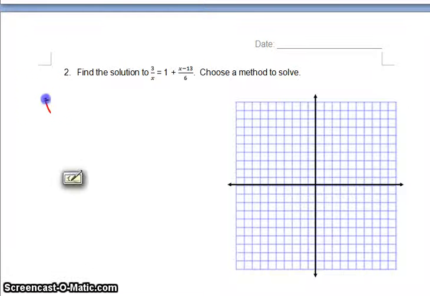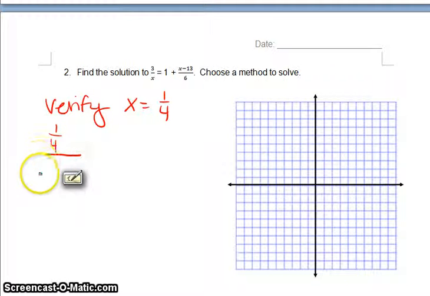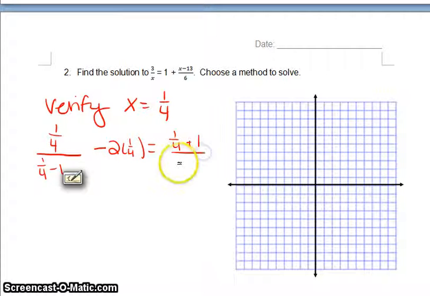So let's verify that x equals 1/4 is in fact true. So from there we'll have 1/4. Plug in wherever you see x, you're going to plug in 1/4. Divide that by 1/4 minus 1 minus 2 times 1/4, and that is equal to 1/4 plus 1 over 2 times 1/4 minus 2.